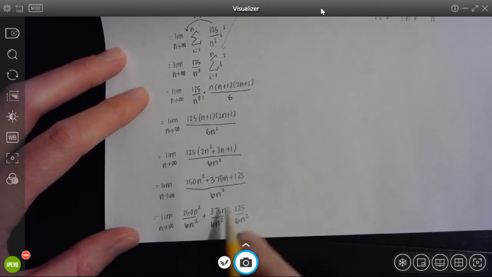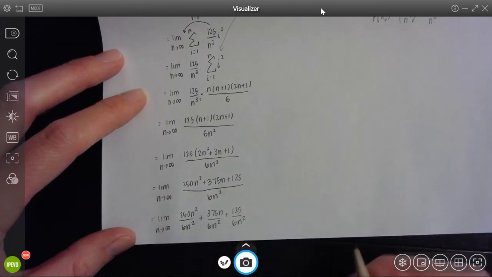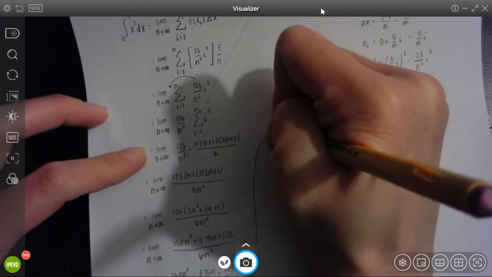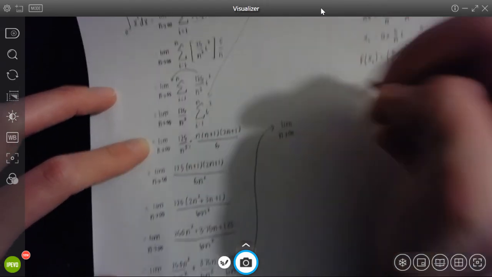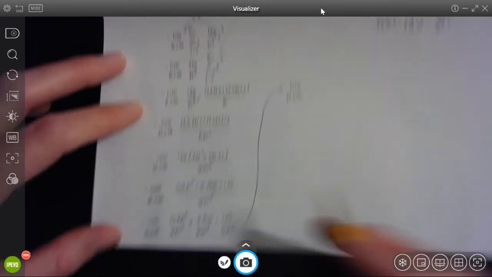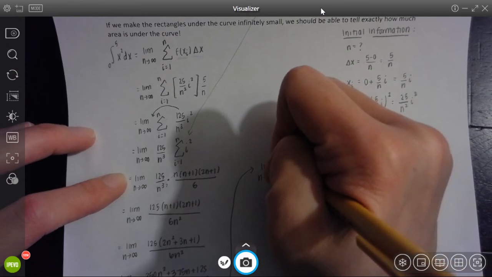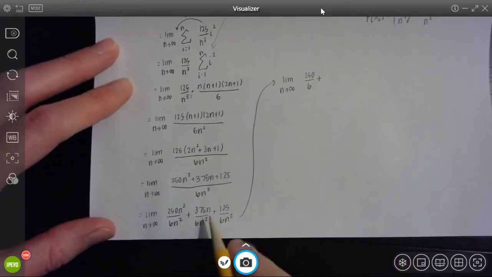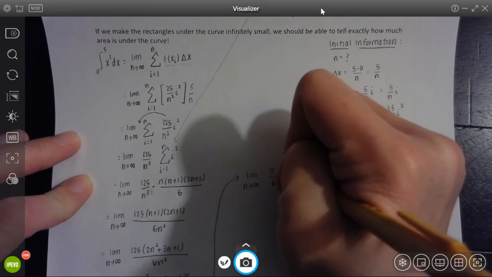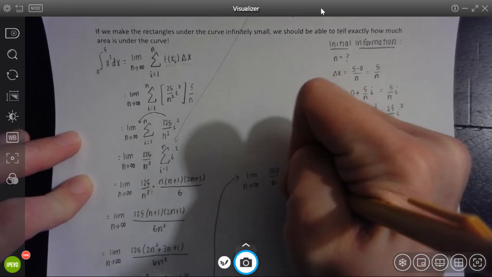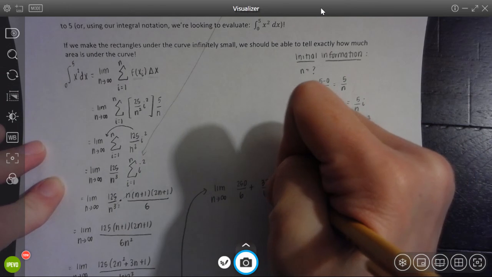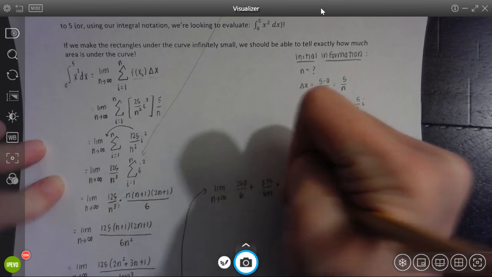So I'm going to simplify if I have any n's that can cancel out. Move up here because I'm running out of room. So in this term, my n squares actually go away. So I'm left with 250 over 6. Plus one of my n's can get canceled out here. So I'm left with 375 over 6n. And then nothing cancels here. So I'm just going to leave that as 125 over 6n squared.